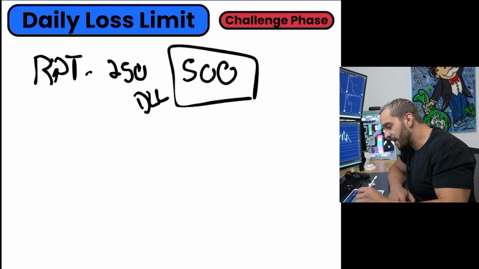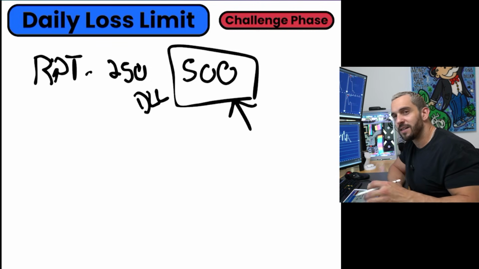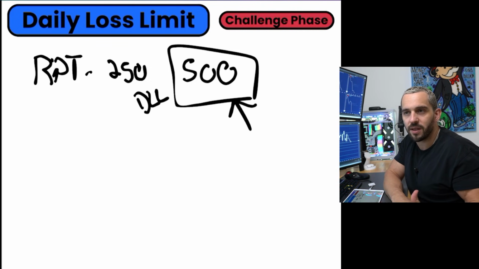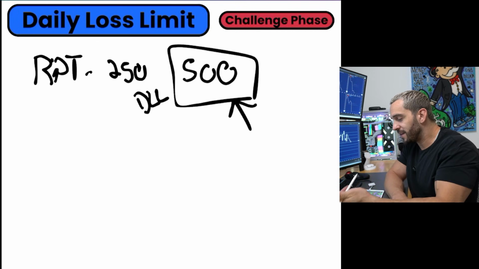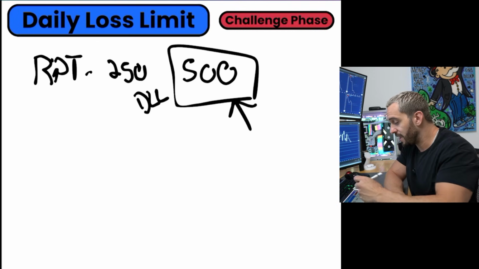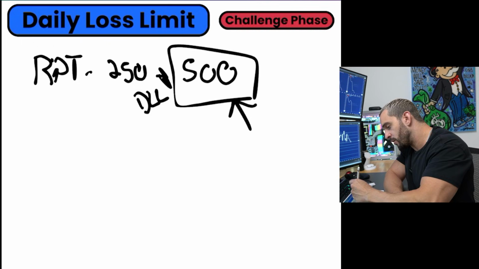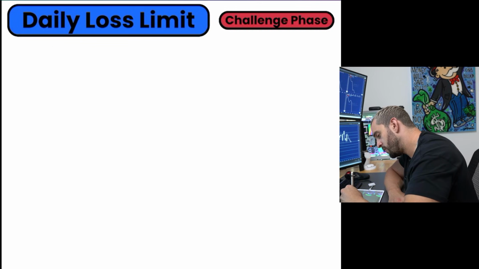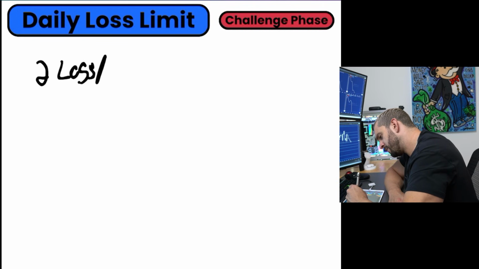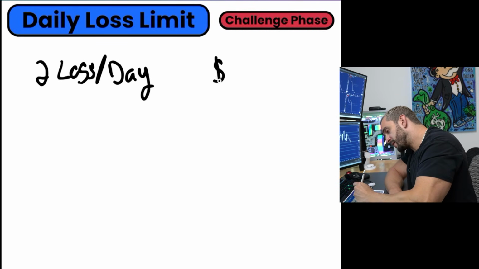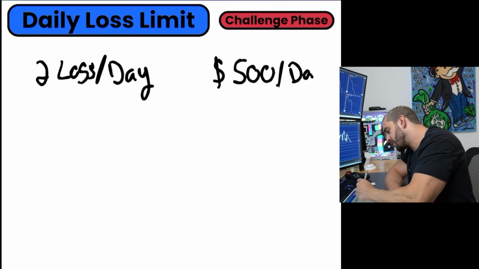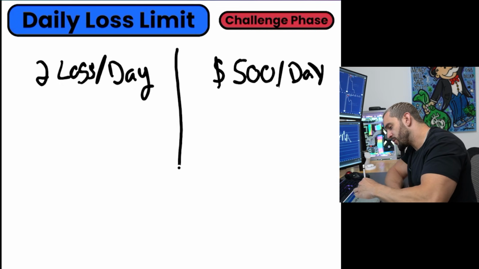Now, the reason that I like doing it this way, instead of just saying, because technically you could just be like, why don't you just have a rule that says, I'm gonna take 2 losses per day. If I did that, 2 losses at $250 a day, right? It would be the same thing, it would be this $500. So if you have this rule, I'm gonna have 2 losses a day, and then I'm done trading. Or you could do this. I'm going to stop trading if I lose $500 in a day.